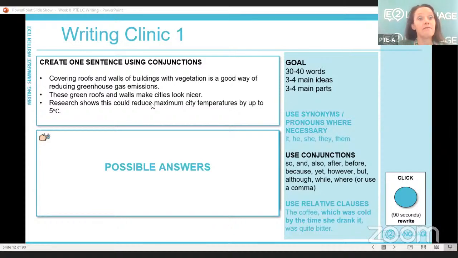So are we giving a reason? Are we adding information? Are we contrasting information? What are we doing here? So what do you think? There's a few possibilities, so don't worry if you make a mistake. Except not that one. Sorry, he said that. So not however, no. So it's not a contrast actually. So it's saying that they make it look that, because this is a positive. It's not a negative. If it was a negative, then yes, you could use however.